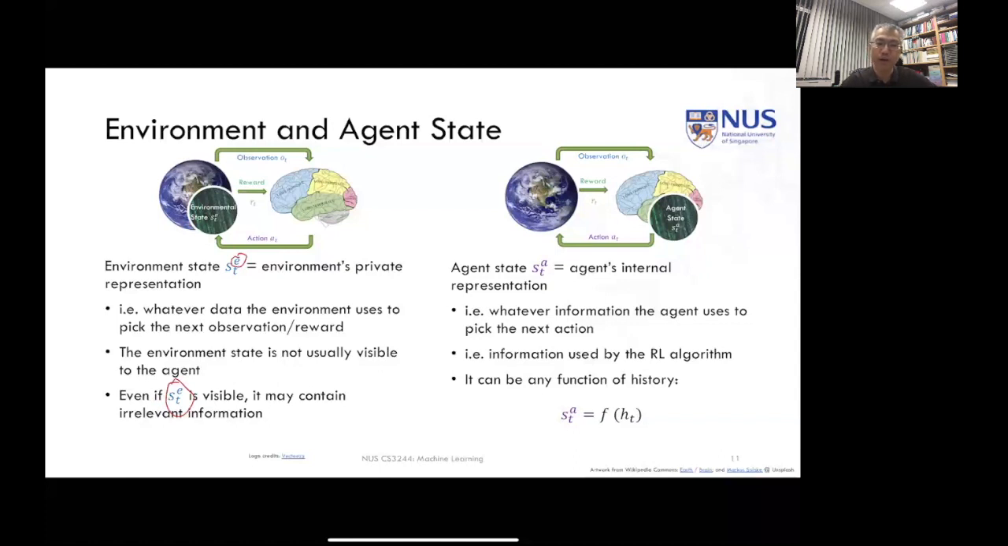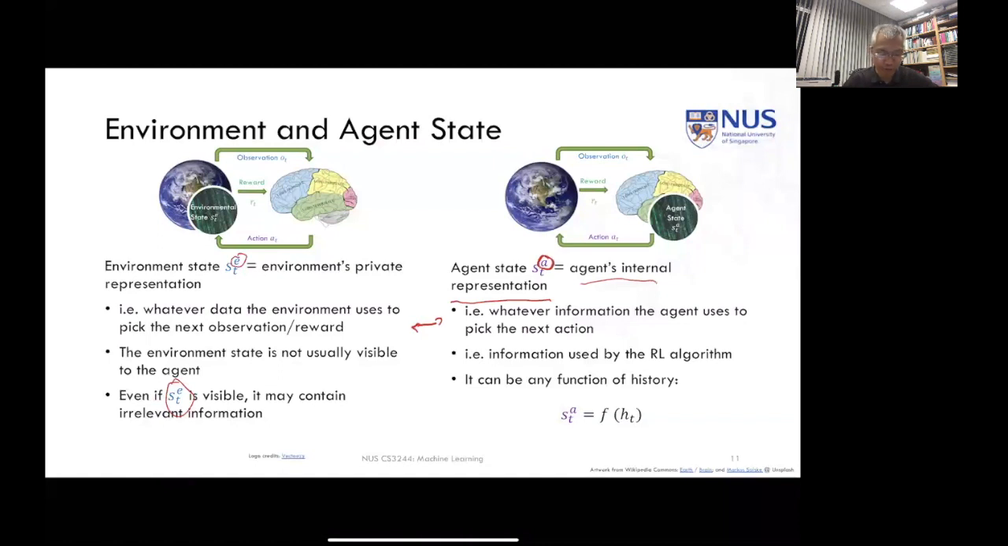So on the flip side, we have the agent state, right? This box here, which is basically the same thing as the state, but now we're going to represent it with a superscript a. And we're going to say this is our agent's internal representation of what's going on, right? It's going to represent what type of information the agent is using to pick the next action. So you can exactly contrast these two parts here. And for us, that means any information that, when we design our reinforcement learning algorithm that the agent is executing, is whatever information that it's going to use.